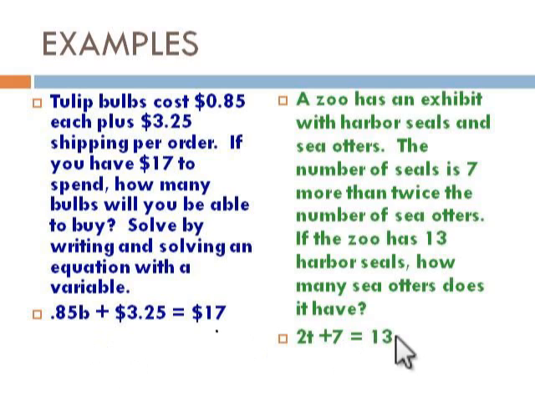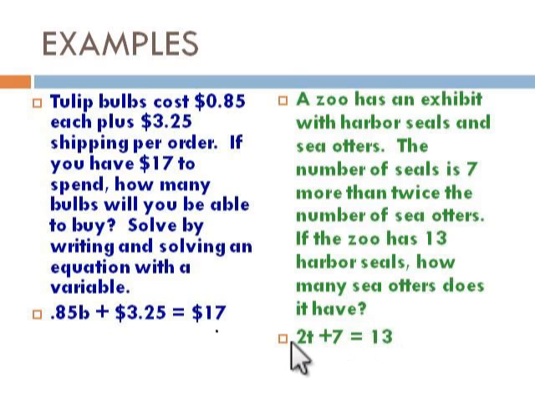Okay? Now here's our last example. A zoo has an exhibit with harbor seals and sea otters. The number of seals is 7 more than twice the number of sea otters. If the zoo has 13 harbor seals, how many sea otters are there? So we know that there are 13 harbor seals. So we have equals 13.